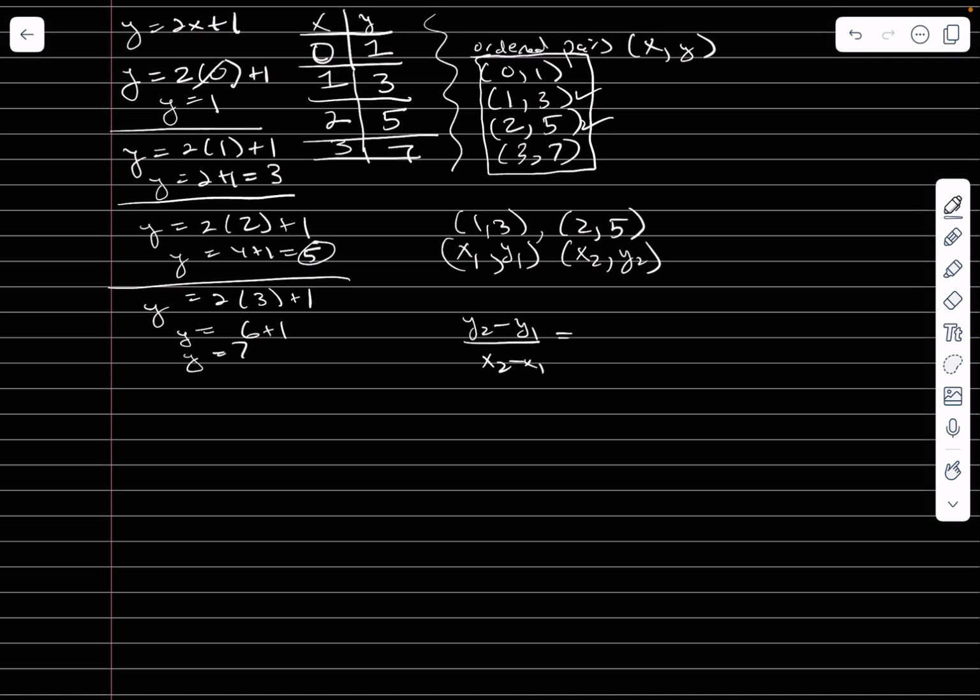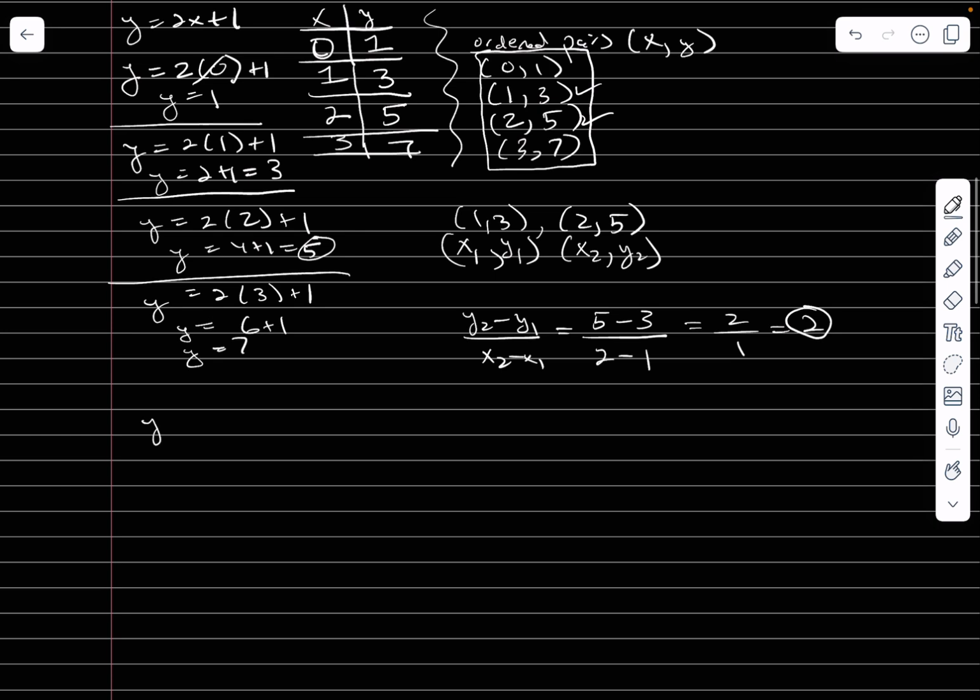So y2 is 5, y1 is 3, or it could be 3 minus 5, depending how you did it. x2 is 2, x1 is 1. 5 minus 3 is 2, 2 minus 1 is 1, equaling 2. And what do you know? If we go back to the original equation, that's the m value, 2. So that's how you know that this equation is correct and how you're actually plugging in the ordered pairs correctly. It's a great way to check, and it matches up. And that's how you can find the slope.